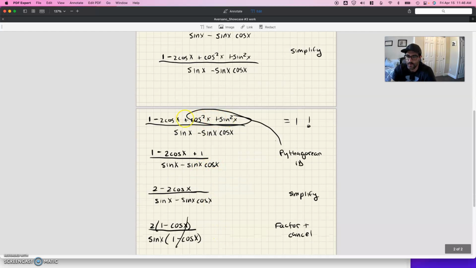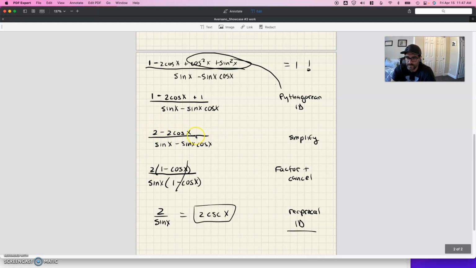We can see that part of the top of our equation here is a Pythagorean identity. So we can simplify cosine squared x plus sine squared x to 1 because that's what those equal. And we then are left with this equation, 1 minus 2 cosine x plus 1 divided by sine x minus sine x times cosine x. So we're going to simplify what we just did up here, and we're left with this equation, the simplified version where we just added our ones together.